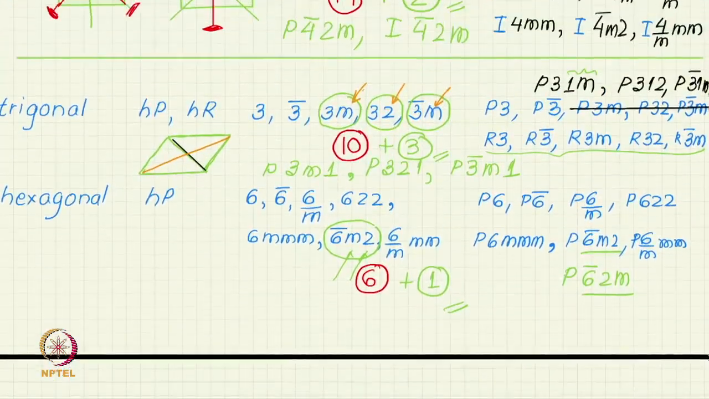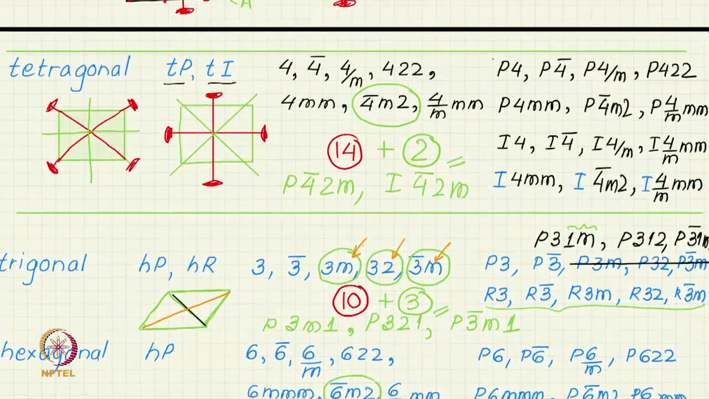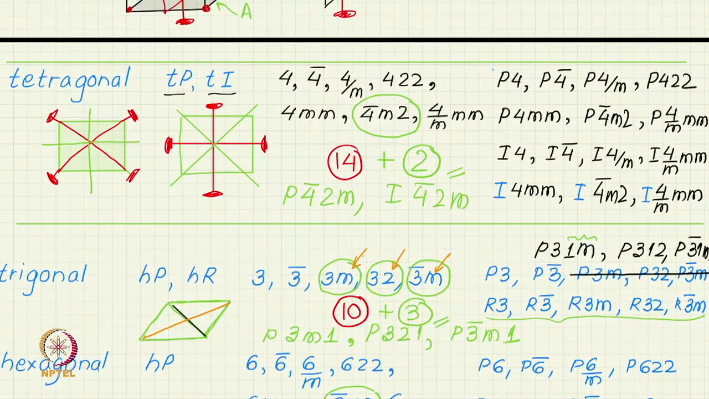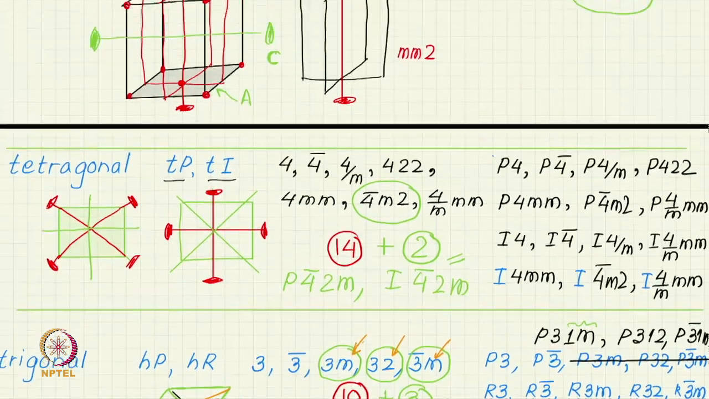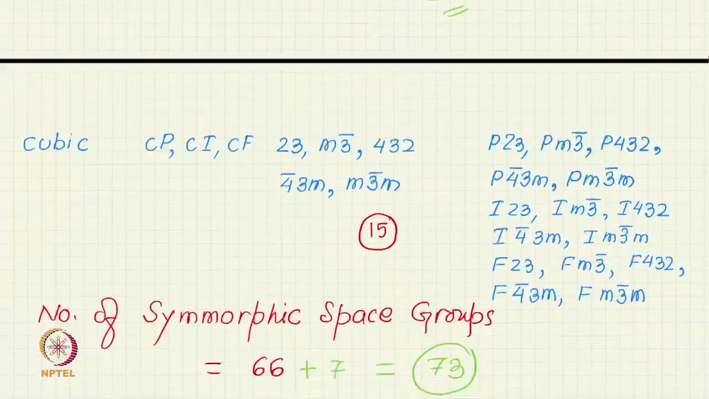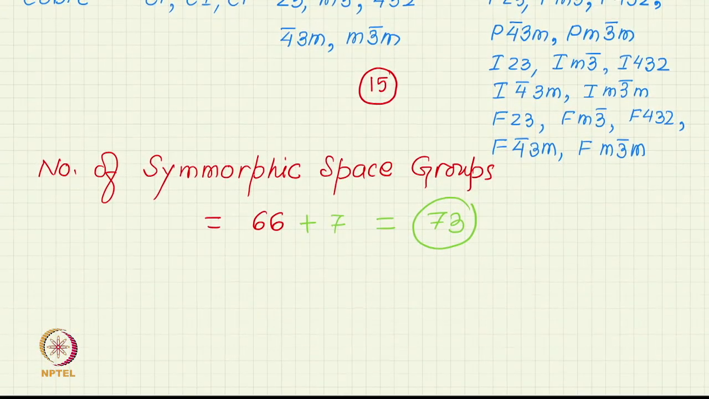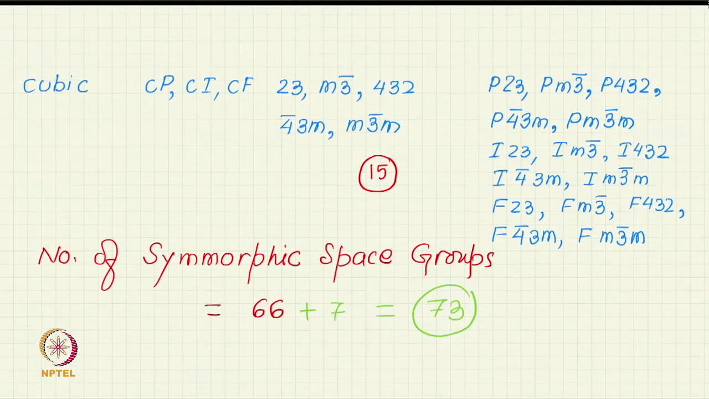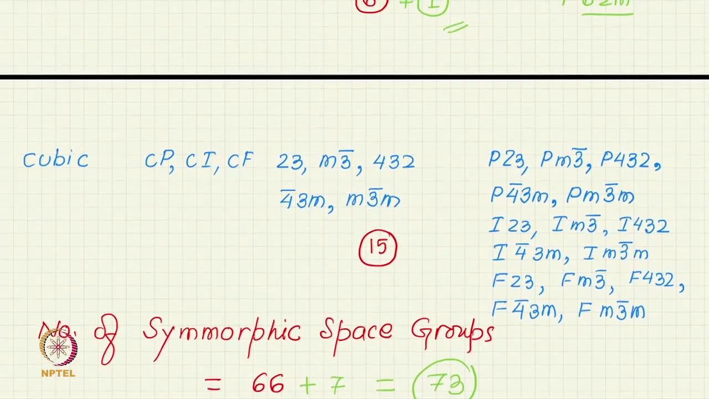Of course, we are only giving the Hermann-Mauguin symbol of these space groups. We have looked at a little bit of their symmetries. The entire detailed symmetry one has to look up in the international tables, and we do not have time to look into the entire details, but what I have tried to explain to you is how this number 73 for symmorphic space groups arises. Thank you very much.